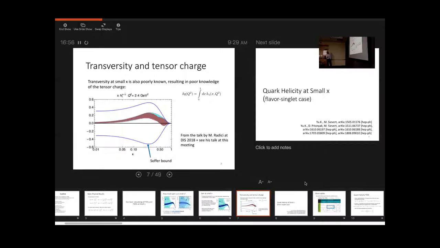And you have sort of a similar issue here. So this is the transversity plot as a function of x. This is one of the recent extractions, not the most recent, which was presented a few weeks ago here. But we have no theoretical guidance on the small x behavior of h1. To integrate over all x and get the tensor charge, there is a bound, the so-called Soffer bound, which bounds it. So this is this upper and lower curve. You can see that the bound is not really in any danger of being violated at small x, but nonetheless, we need to know how much transversity there is at small x to find out what the tensor charge is.